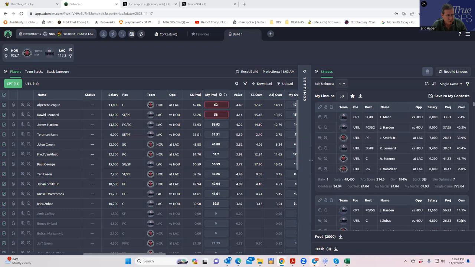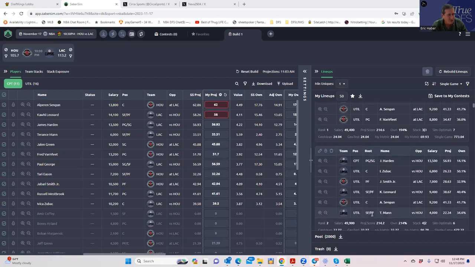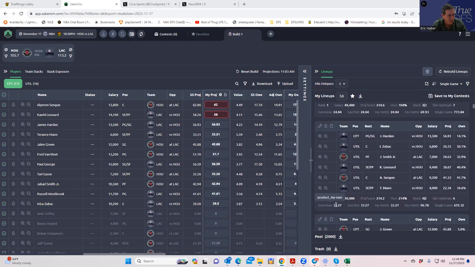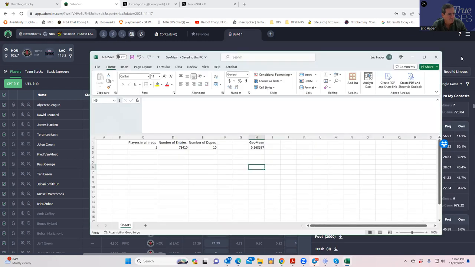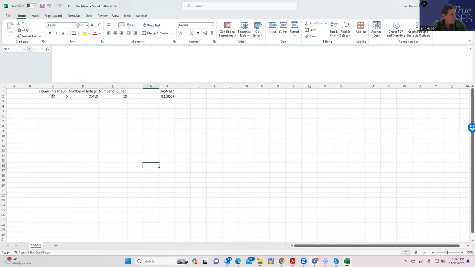So for example, what Geomean basically is, is a product of my ownership. And to figure out how low of a geometric mean you need to avoid as many dupes as you want to avoid, there's a formula. Maybe I should put this in the spreadsheet up on the site, but I'll walk you through it, and you can create this on your own. The relevant inputs are the number of players in the lineup, the number of entries in the tournament, and the number of dupes that you want to limit yourself to.